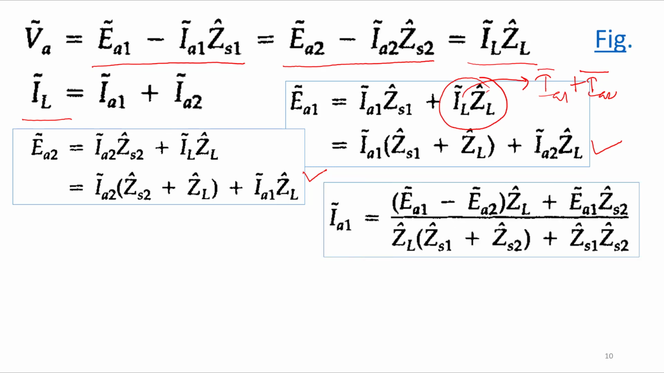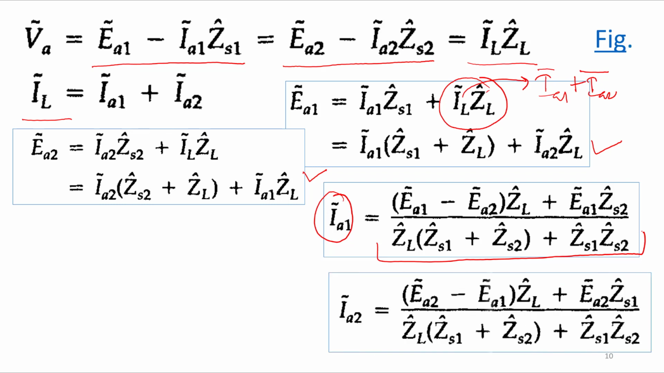Now from these two equations, if I segregate and try to find IA1, I will find this expression for IA1 and this expression for IA2. You can also try it, you will find the same expressions, right? These expressions, IA1 and IA2, are the currents shared by the generators towards the load current, and they are expressed in terms of induced EMF, load impedance, and source impedance, right?